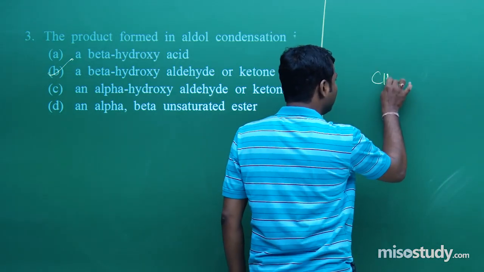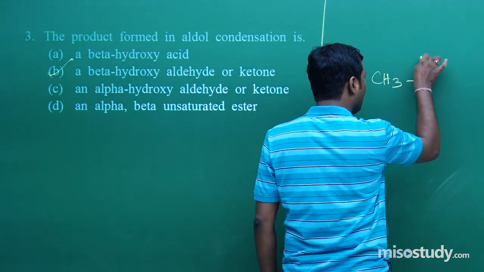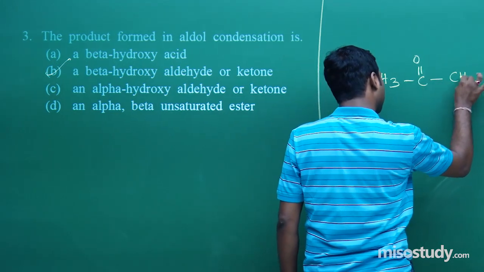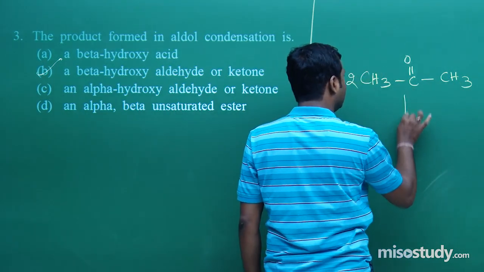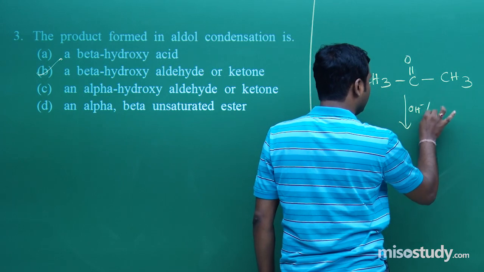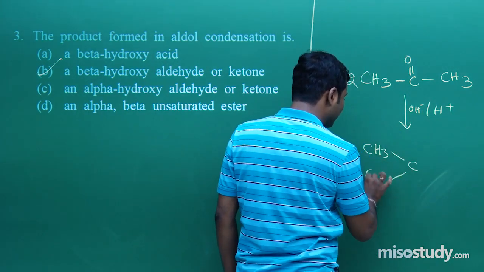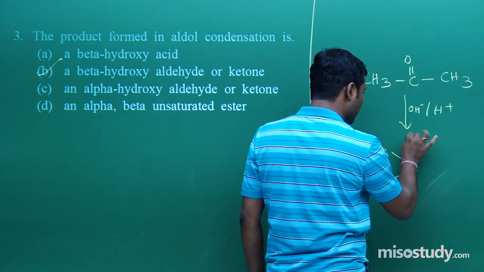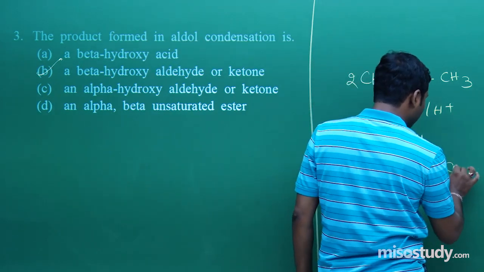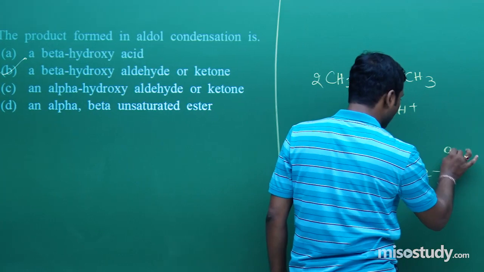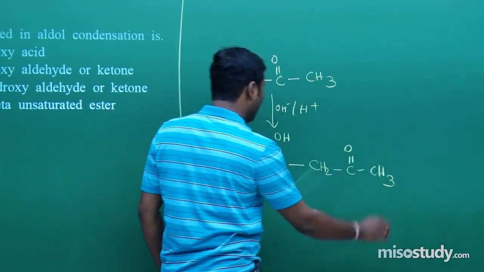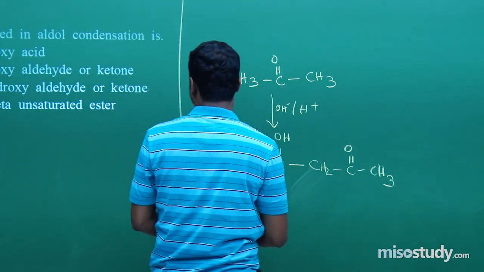Again you can write, that is CH3 CO CH3. Clear to you? That is what will happen. It gives you CH3, then C, then CH3, put here OH, then CH2, then CO, then CH3. Alpha and beta hydroxy ketone.